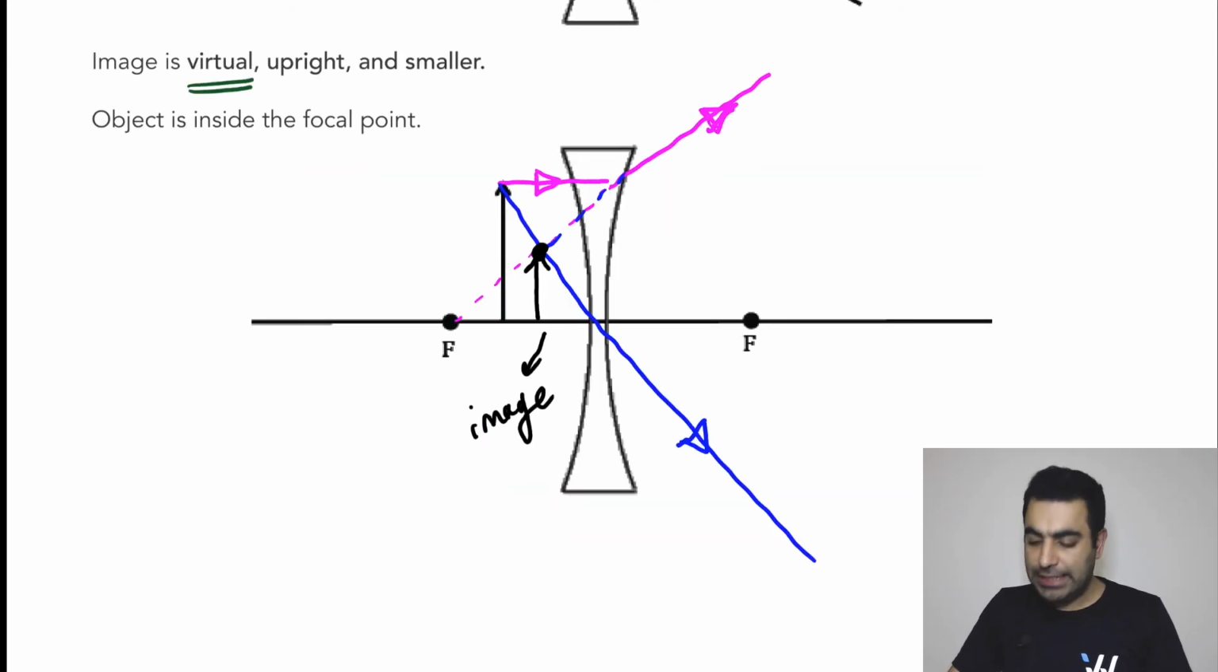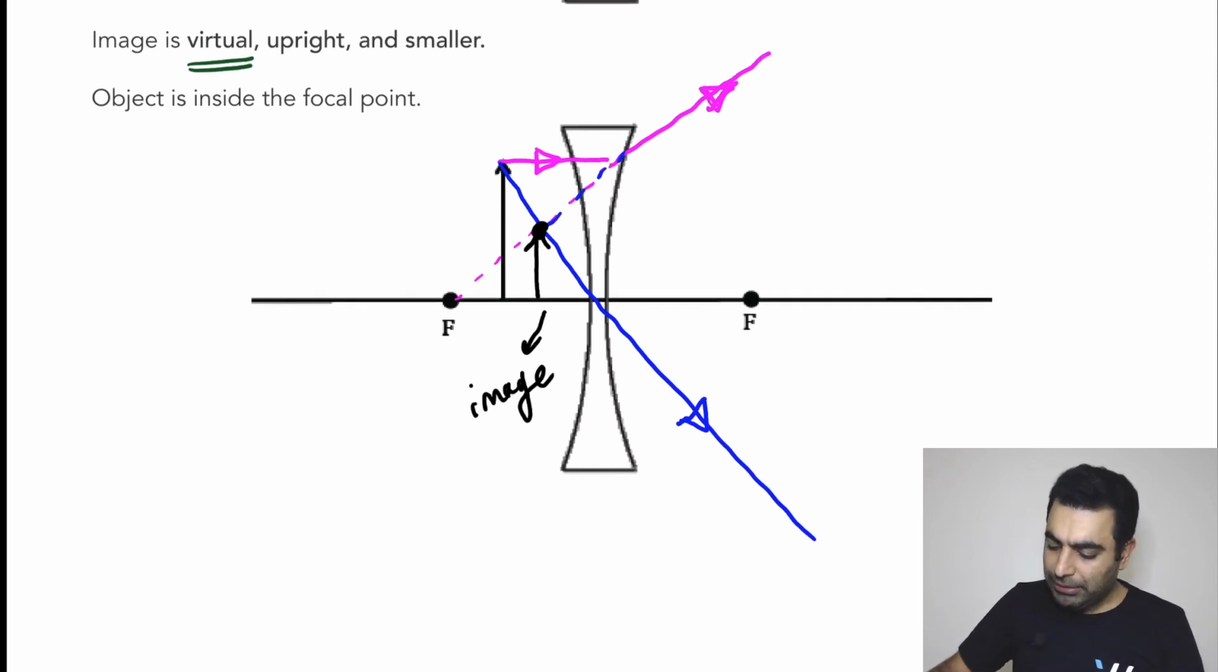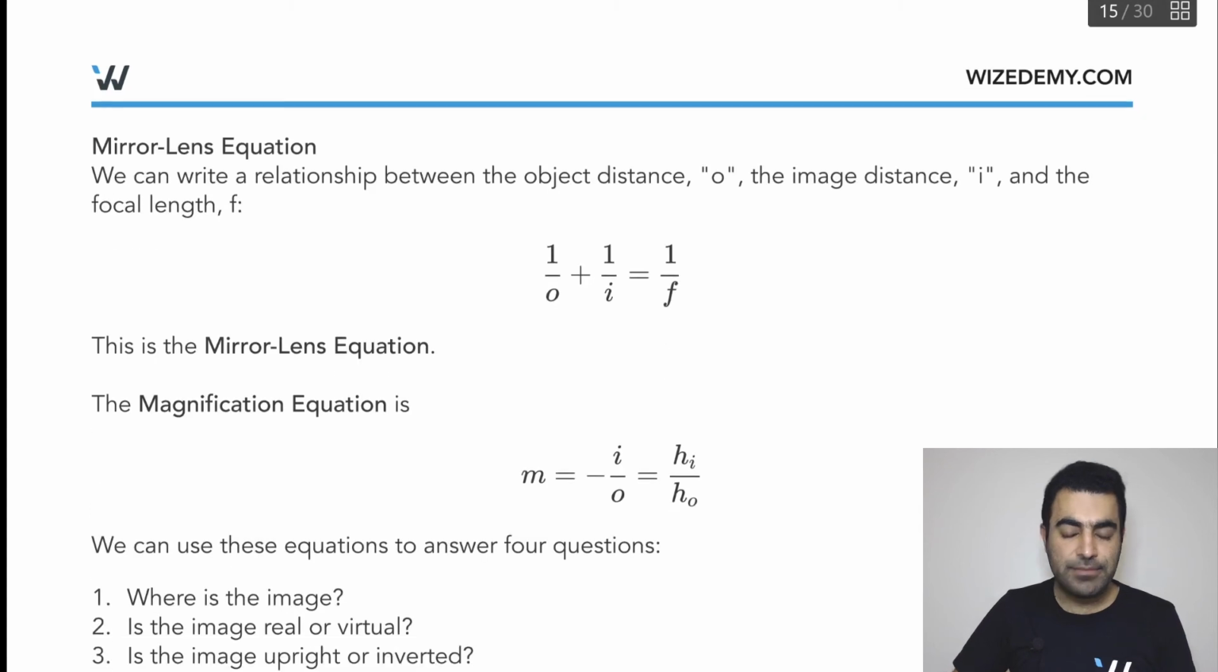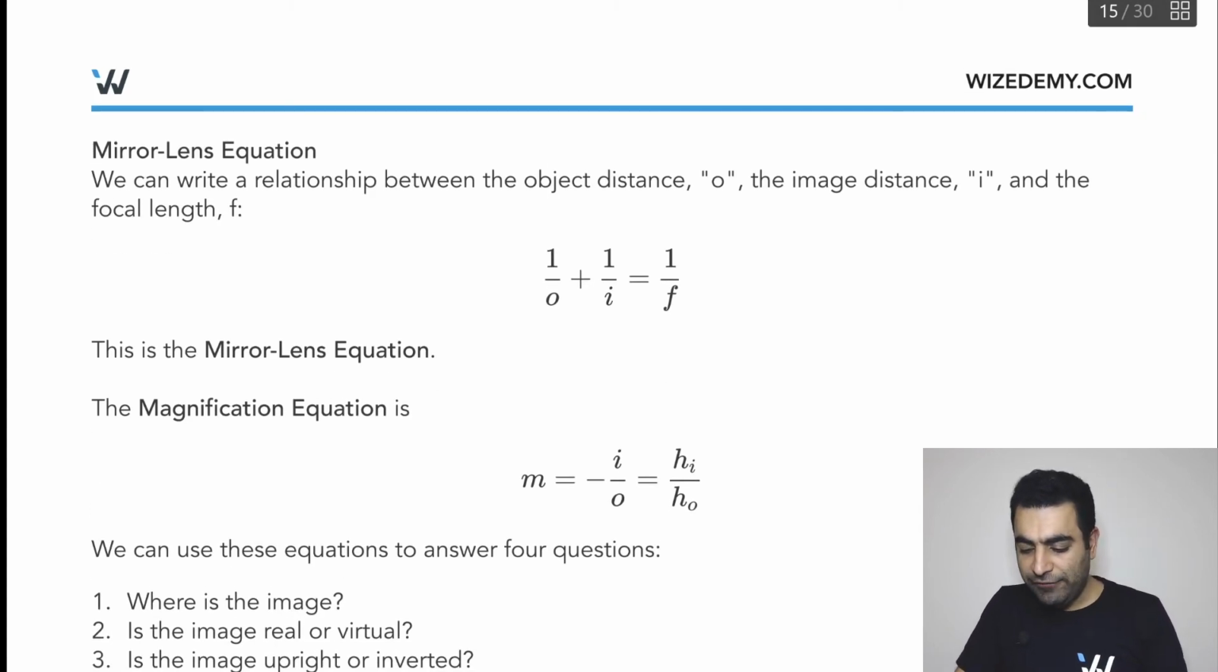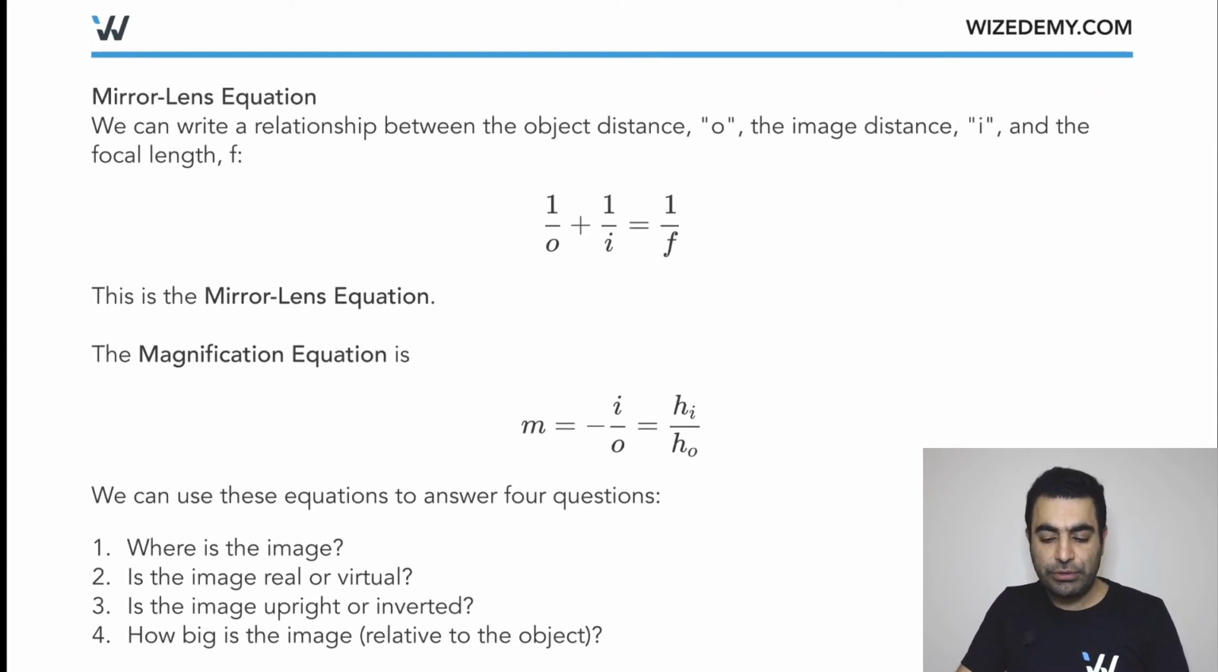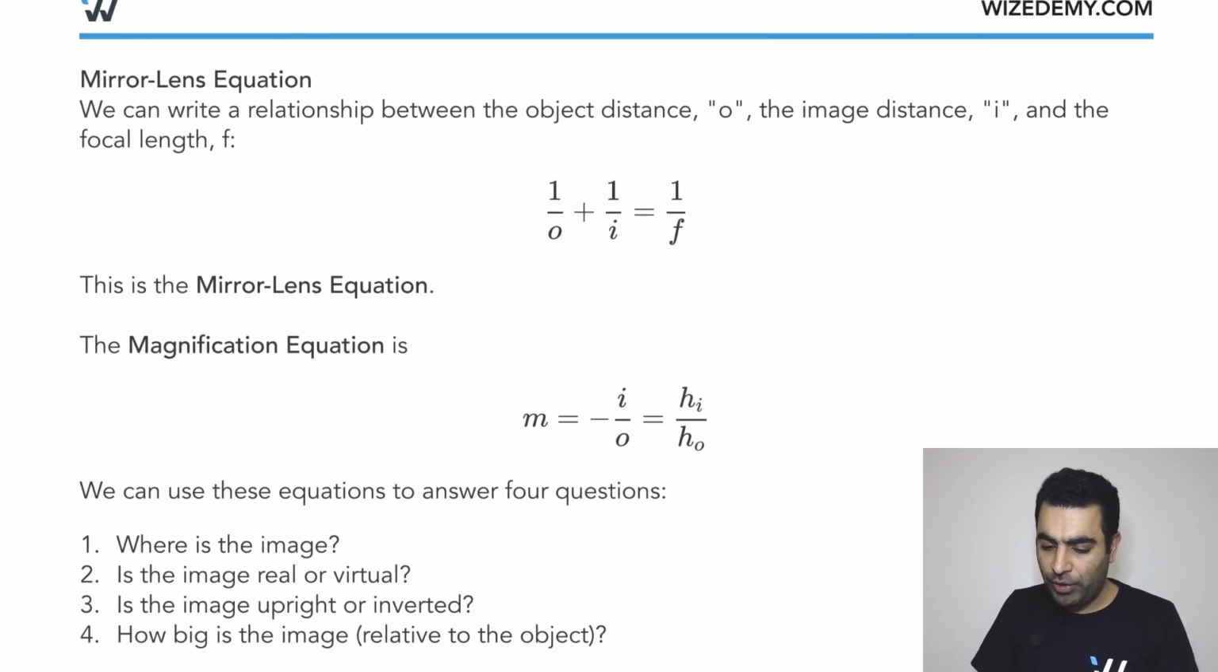So far we learned how we can look at the ray diagram and predict the conditions and the position of the image formed by each of the mirrors and lenses. But let's see how we can find this information from the equations. We have two equations which are really useful. One of them is known as the mirror lens equation. The other one is known as the magnification equation. Let's look at each of them one by one.